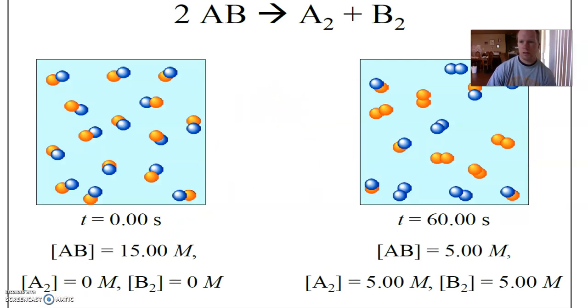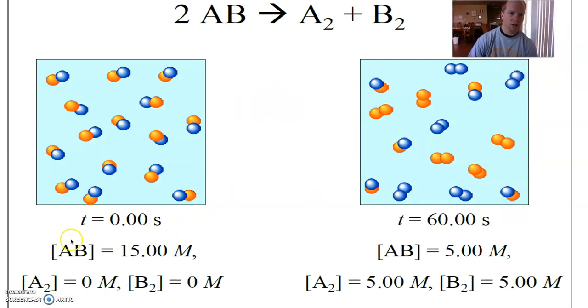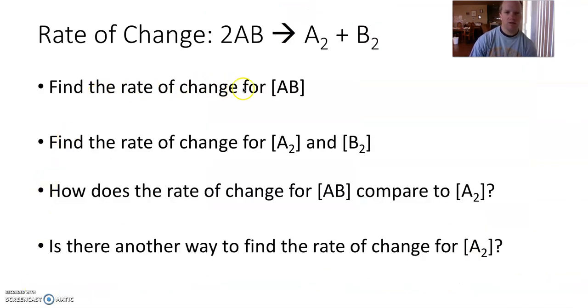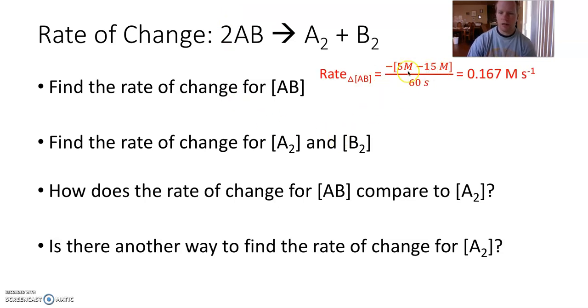Here's a little example of a reaction just to get us started in looking at kinetics. Here's where we start, here are our concentrations over here. Here's where we end, this is how much time has elapsed, and here are our new concentrations. Let's answer some questions about this. The first one is to find the rate of change for AB. Remember how we do that? Because AB is a reactant, we're going to look at the change in molarity there. It started at 15, it ended at 5, and it took 60 seconds for that to happen. So we plug that all in, and we get this.